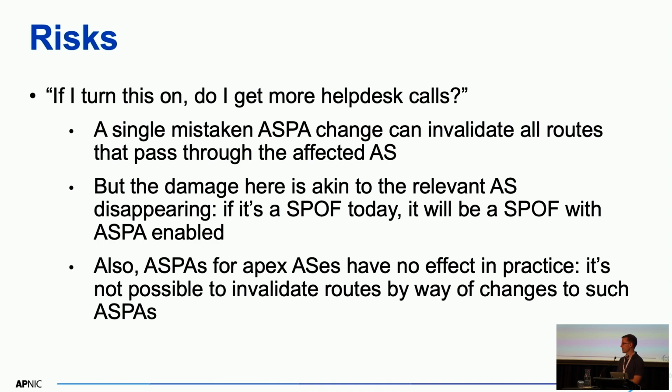As far as risks go, something we saw with origin validation in the earlier days with people being reluctant to turn it on was that they thought they were going to get support burden out of it. We don't think that there's going to be much risk associated with turning something like ASPA validation on. It is true that a single mistaken ASPA change can potentially knock out everything that goes through that AS, but there are lots of things that can knock out a single AS, so it's not a big change in that respect. And if you have a single point of failure dependency on one AS, then your posture isn't materially affected by how ASPA works in that sense.